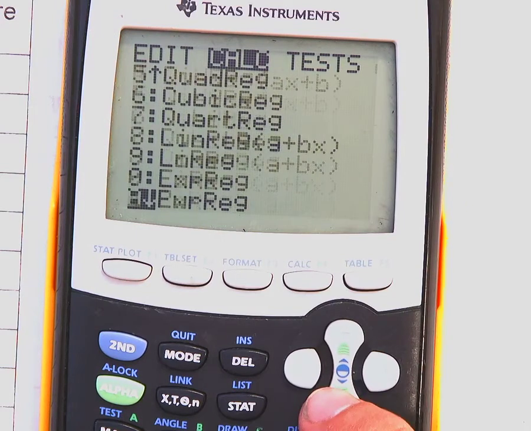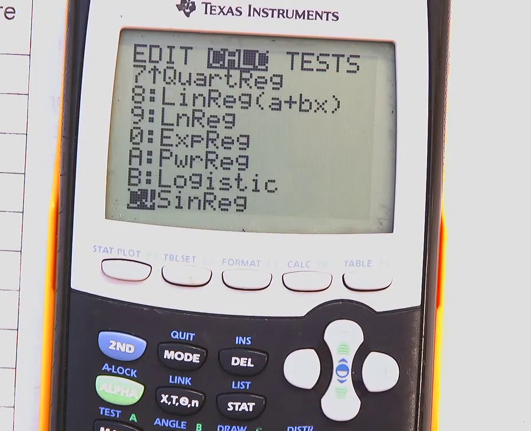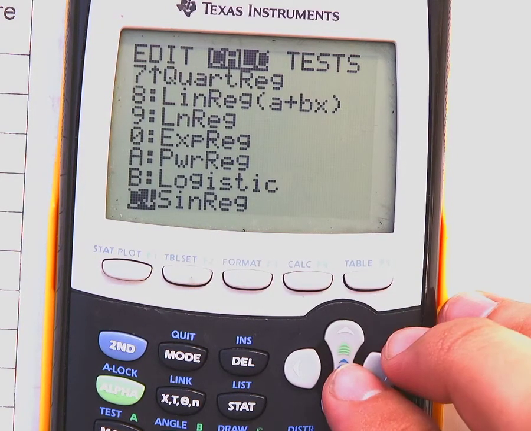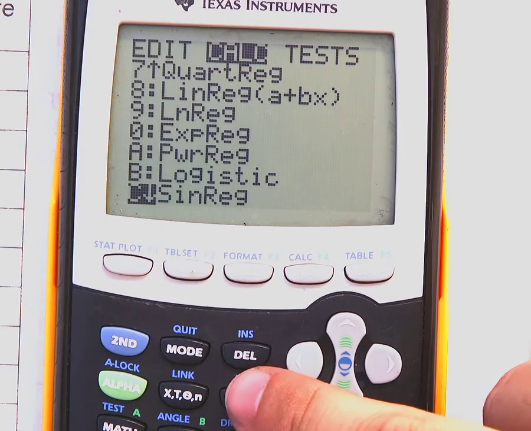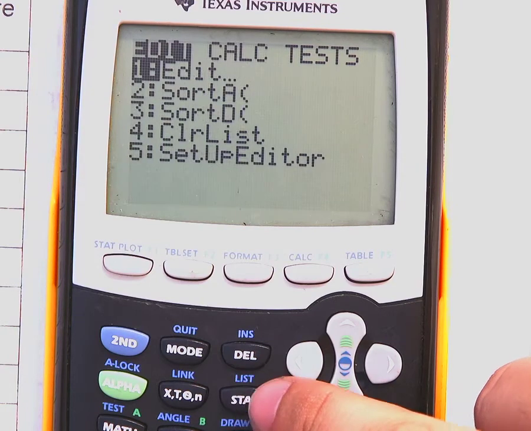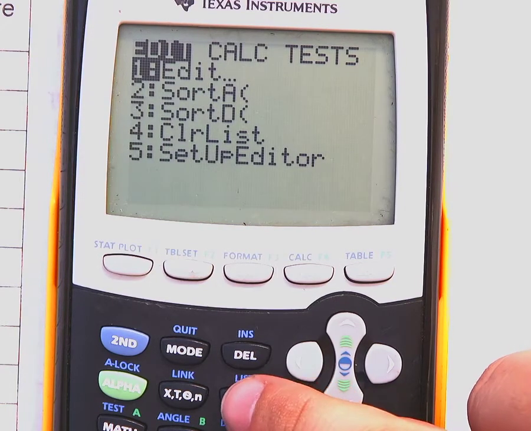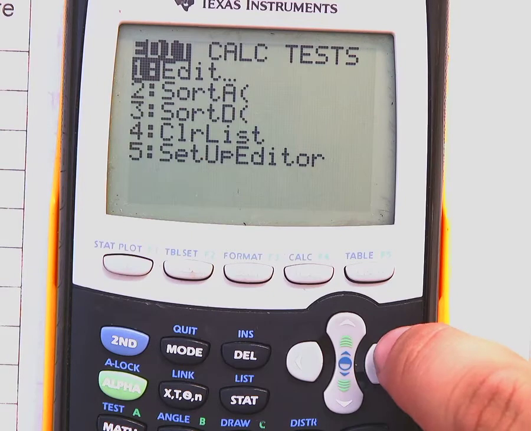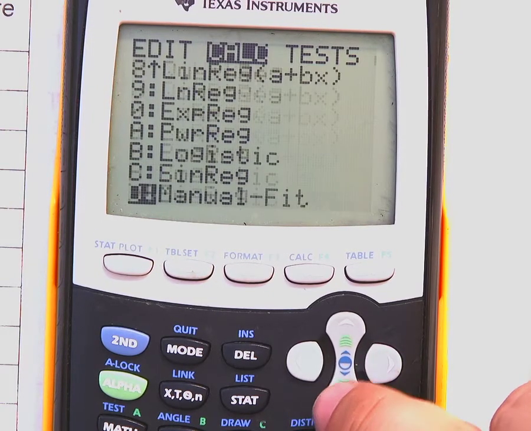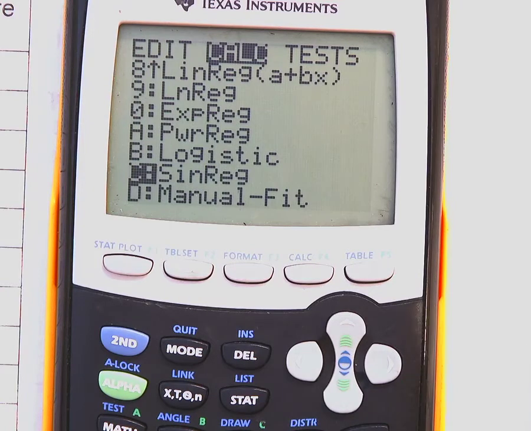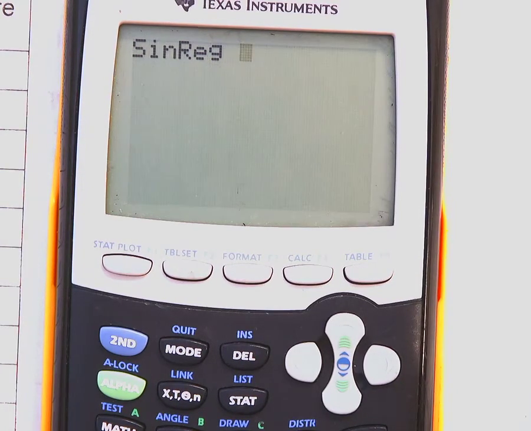Scroll down to letter C. It says sine regression. Again, to see that one more time, that was the stat button right here. Stat for statistics, right for calculate, C for sine regression. Press enter. See it's blinking? Press enter again.